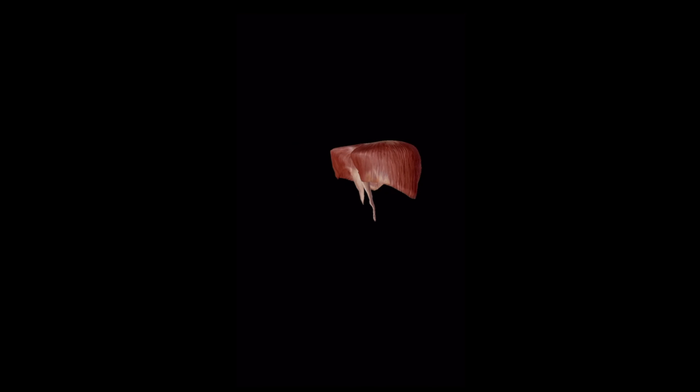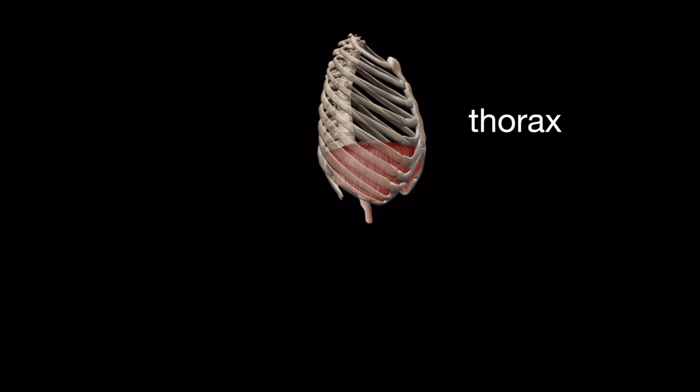The thoracic diaphragm is one of the most important muscles of the body, yet very few people know it. Let's discover it. The word diaphragm comes from Latin diaphragma, which means partition or separation. It's a muscular separation between the thorax and the abdomen.